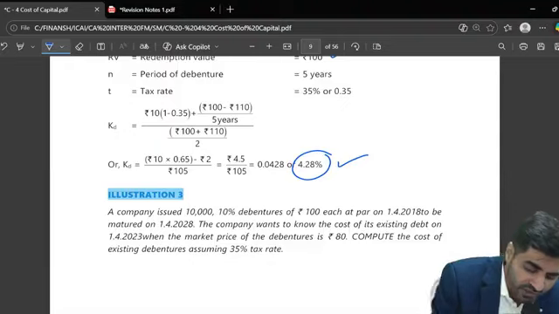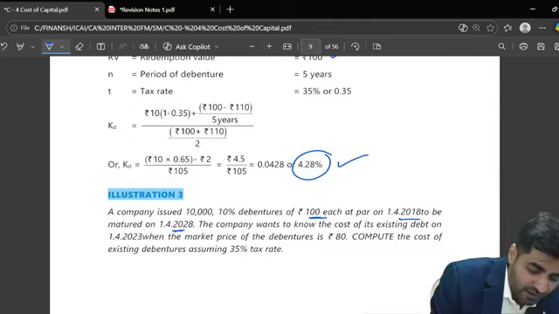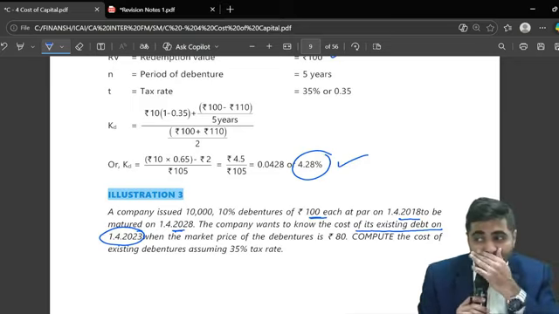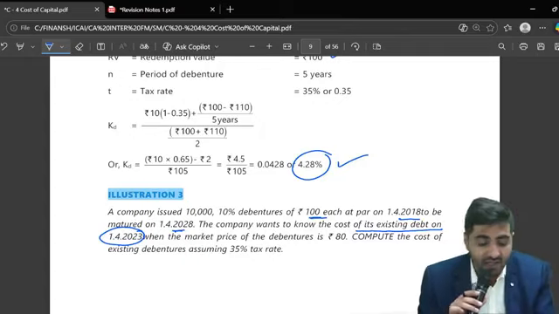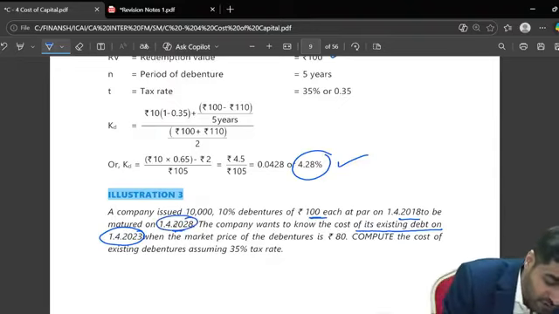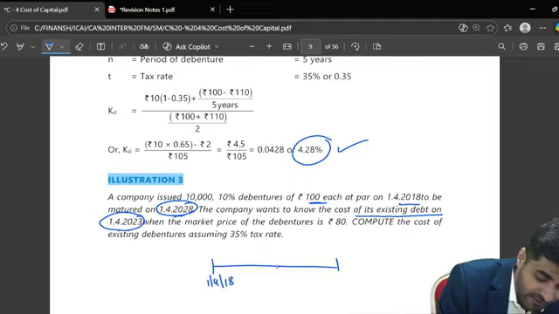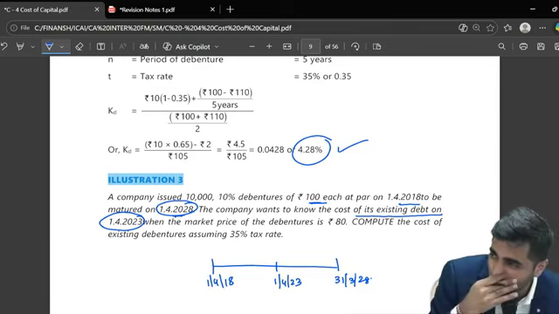A company issued 10,000, 10% debentures of 100 at par on 1st of April to be matured on 1st of April 2028. The company wants to know the cost of its existing debentures on what date? 1st of April 2023. So we are concerned from 1st of April 2023. What is the maturity date, beta? 1st of April 2028. Okay. So we had issued the debentures on what date? 1st April 2018. Today is what date? 1st April 2023. And this is getting redeemed on what date? 31st of March 2028. 1st April 2028 is nothing but 31st March 2028, right?